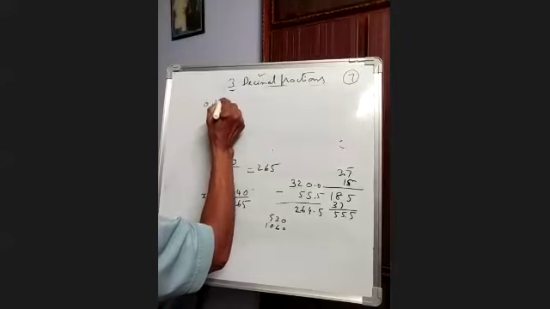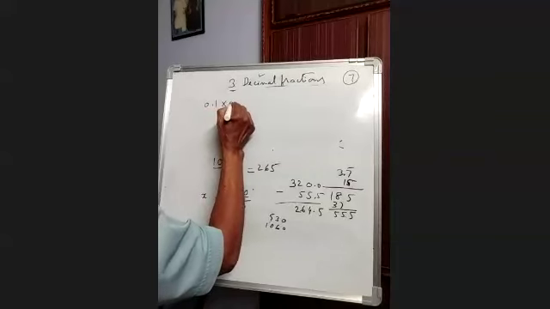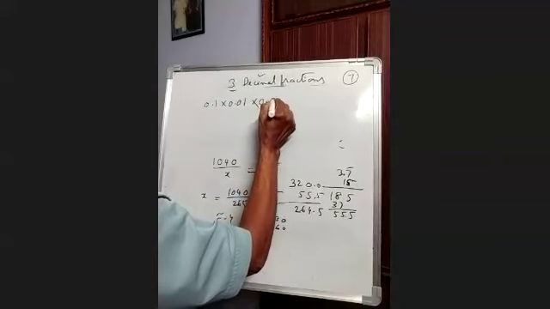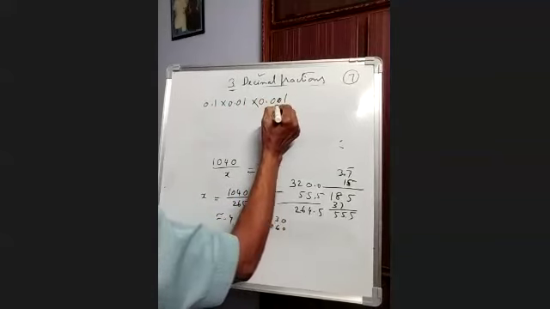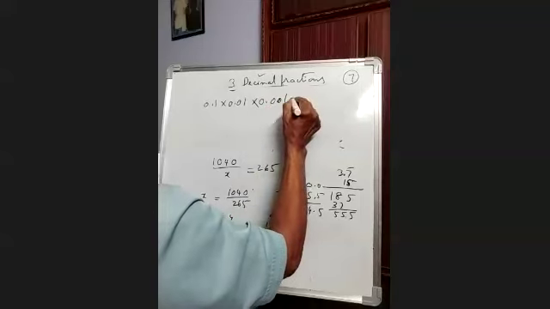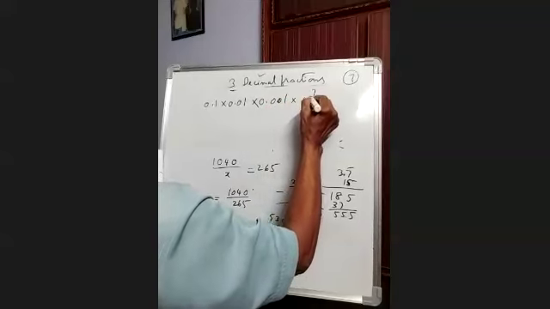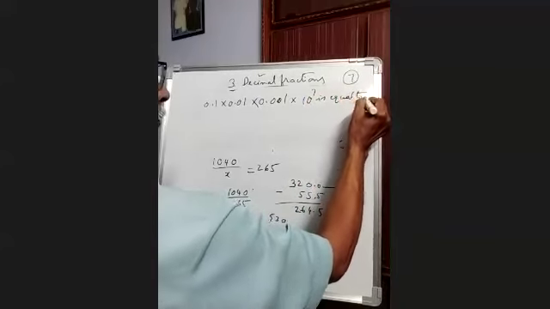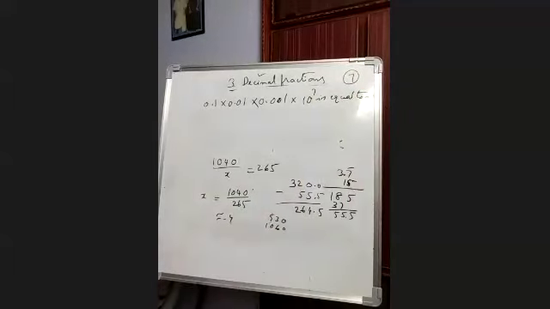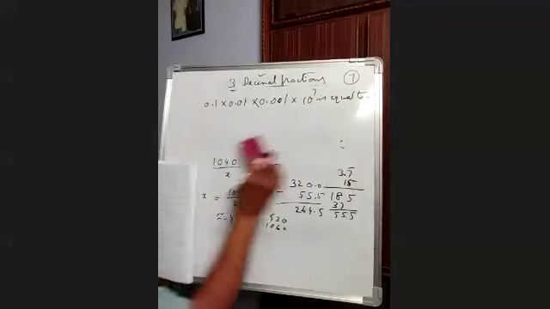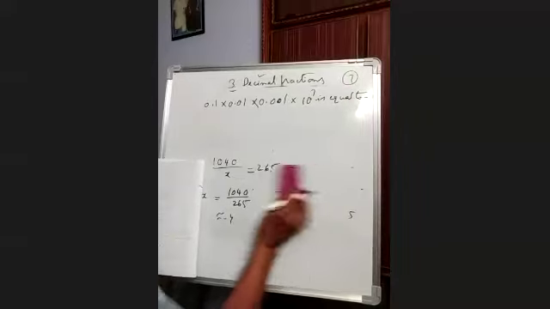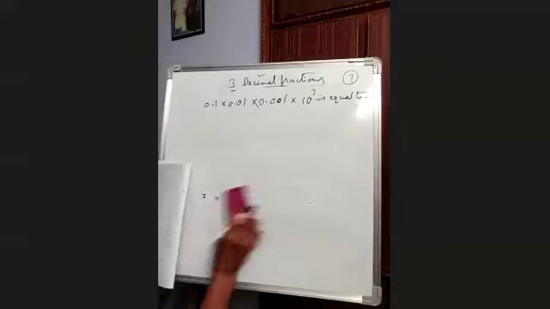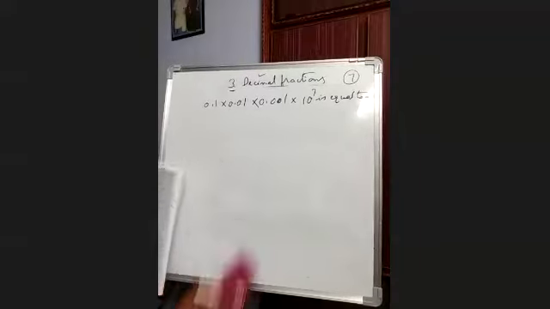0.1 into 0.01 into 0.001 into 10 to the power of 7 is equal to that. Options: I am not giving the options. If it is important, I will give. Otherwise, I won't give. So this is the question.